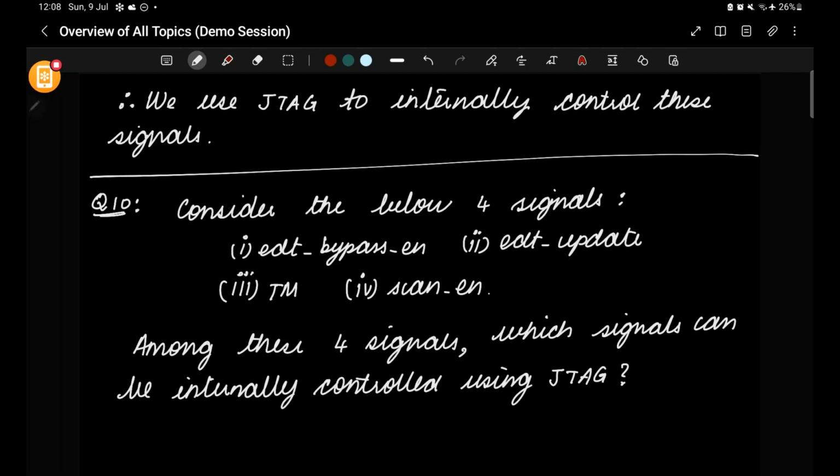You're telling EDT bypass enable and EDT update can be controlled using JTAG. Or EDT bypass enable and test mode. Okay, so I'll just tell you the answer.